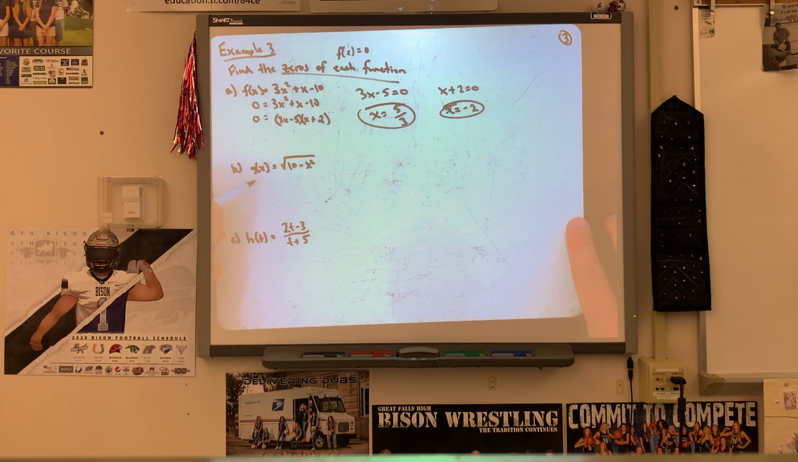Sorry for the inconvenience. So next, sorry, I'm getting an announcement over my phone. Next, we're going to go ahead and find the zeros of this function. So we're going to set that equal to 0 and solve.